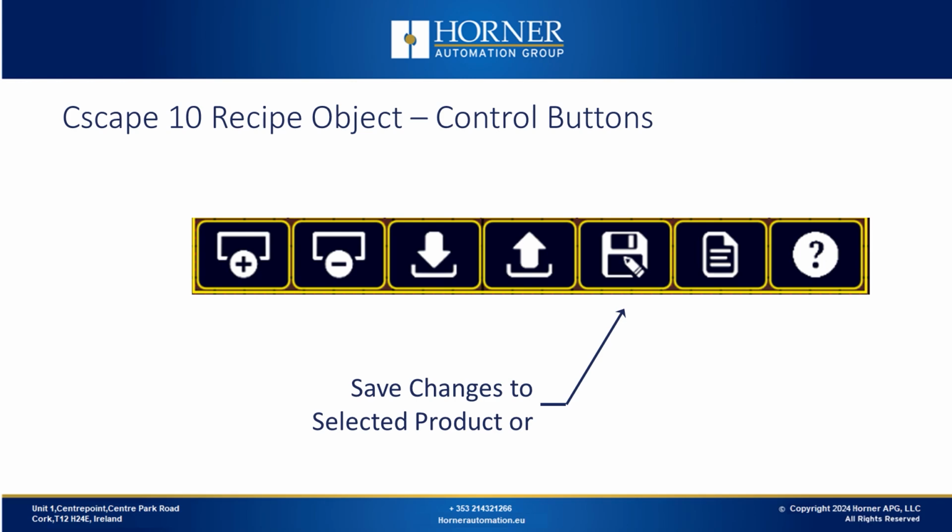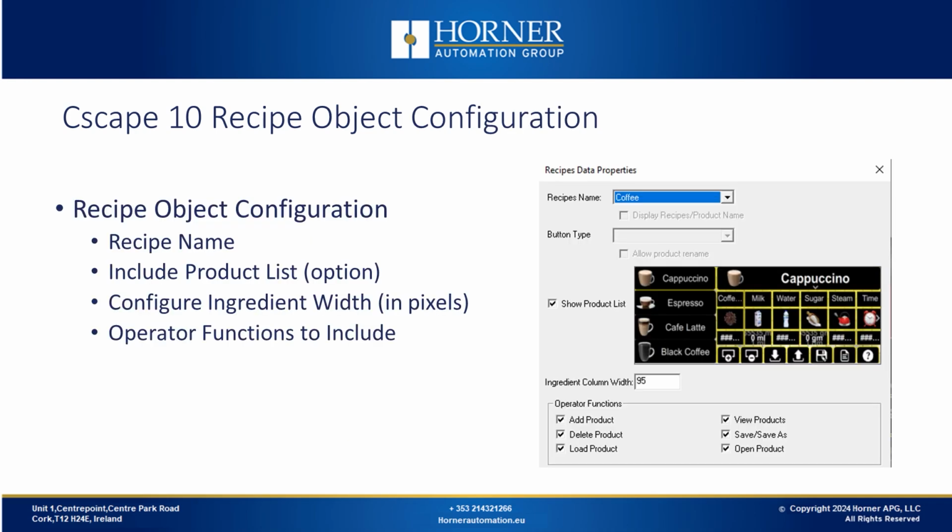Once again, the system designer has the flexibility to include or not include any of these buttons in the functionality for the recipe object they are configuring for the application. The recipe object configuration dialog box is where these decisions are configured, such as which buttons to include and what functionalities to include in the particular recipe object.